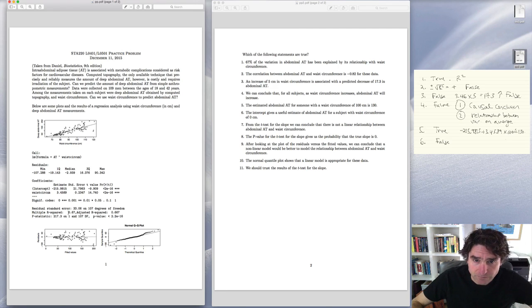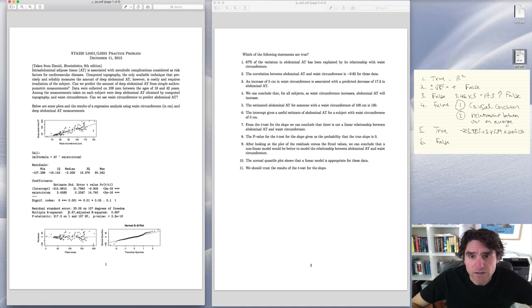Third question: an increase of 5 centimeters in waist circumference is associated with a predicted decrease of 17.3 in abdominal AT. Well, this is false, since the slope is 3.46 times 5, which is 17.3. And this is an increase, not a decrease. So that's false.